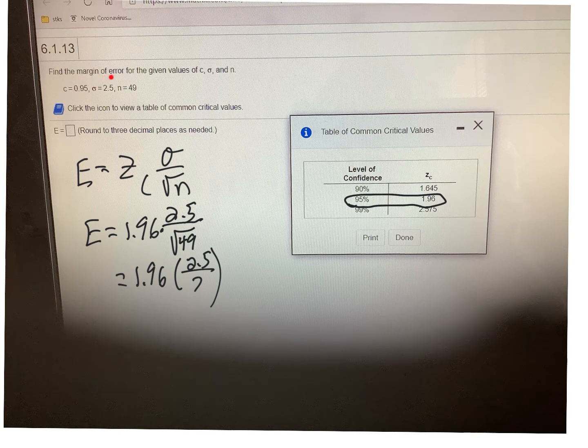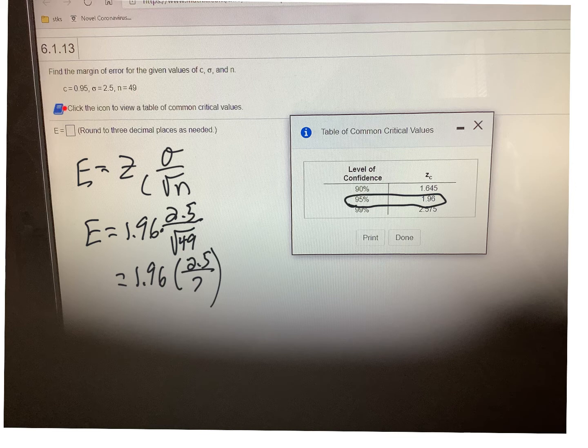It says find the margin of error for the given values of C, sigma, and N. So C is a 95% confidence interval, or 0.95, the standard deviation, or sigma, is 2.5, and your sample size is 49.